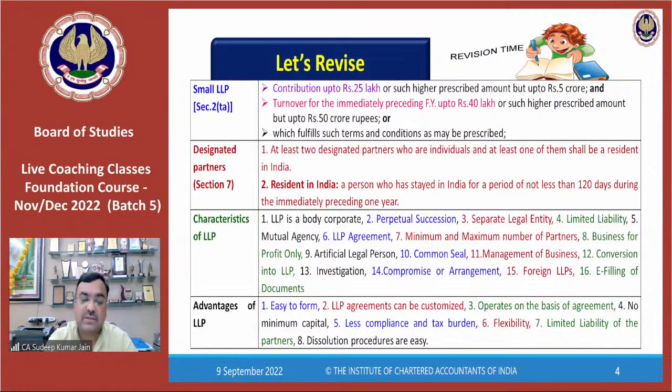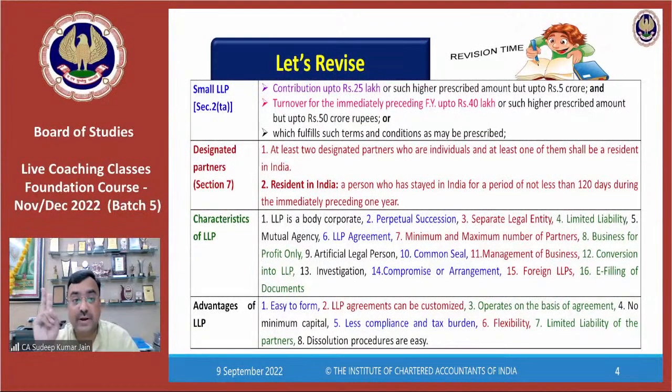A small LLP means the LLP which has a capital contribution up to 25 lakh presently, but it can be extended up to 5 crore by the government. And the turnover, as per the previous financial statement, is up to 40 lakh. But this amount may be extended up to 50 crores, on the basis of terms and conditions which are prescribed by the rules.